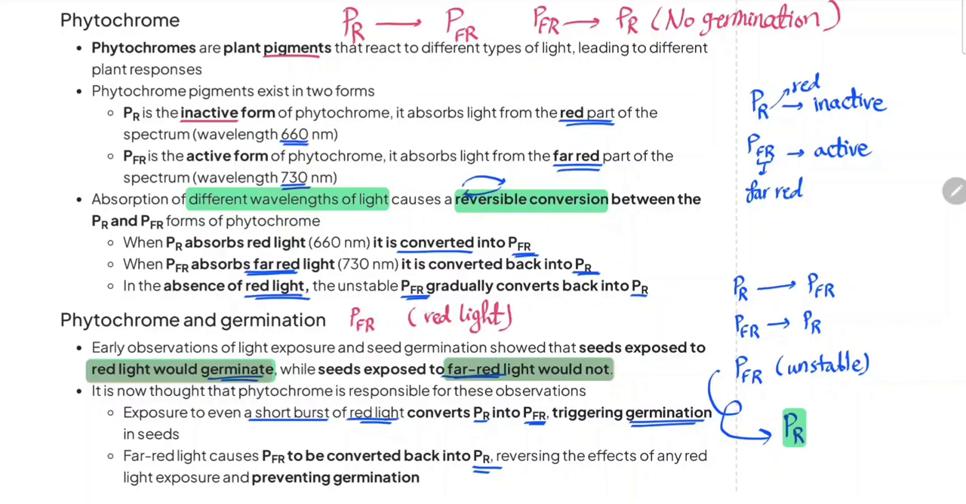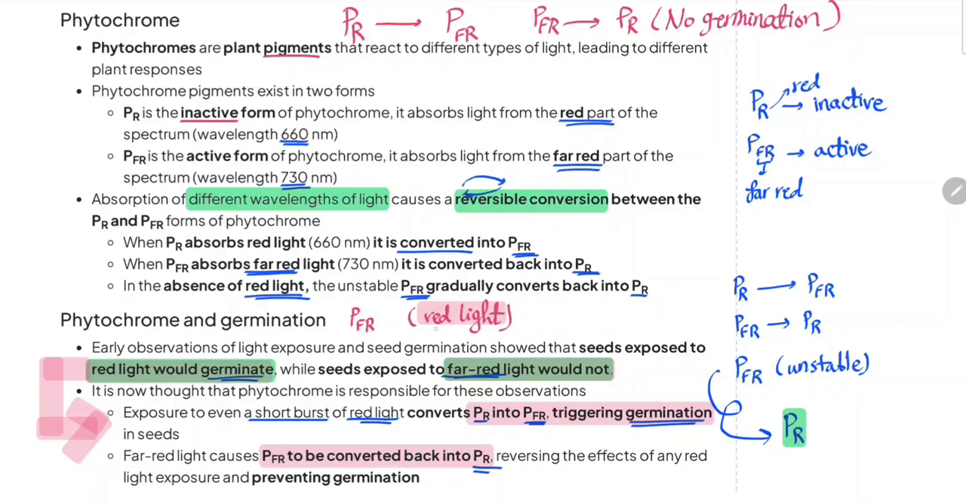If you master knowing that exposure to red light causes germination while far red light won't, this is because the red light converts the PR into PFR, and this triggers germination. And the far red light causes the PFR to be converted back to PR, which reverses the effects of any red light exposure.